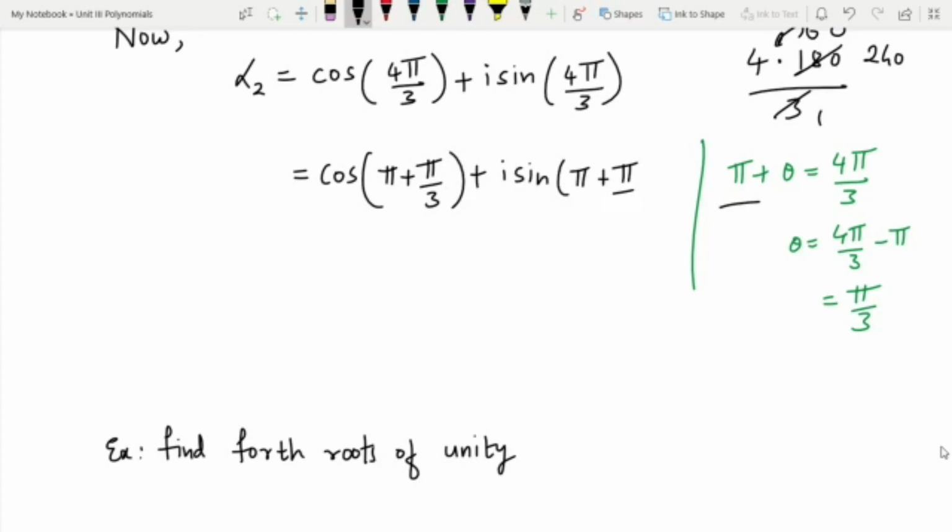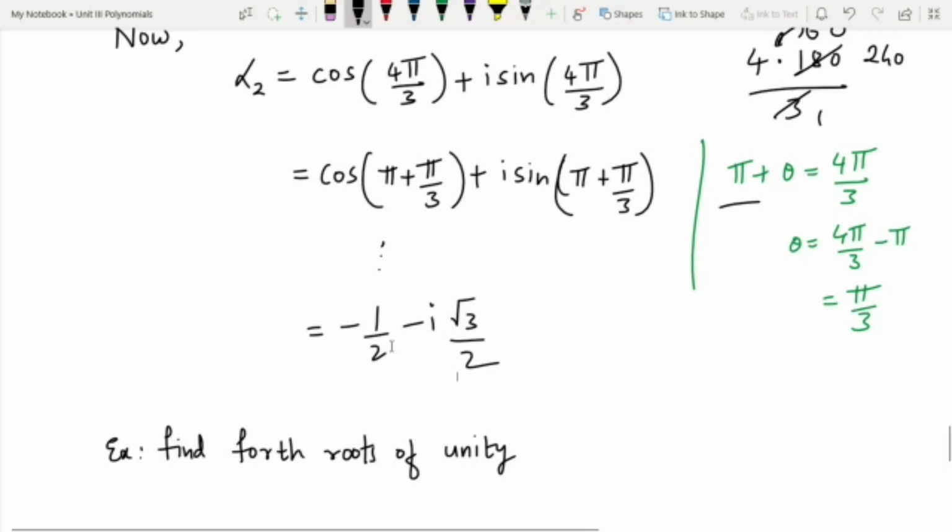Now the rest of the things I leave it to you. You can do the calculations and find the answer. I will directly write down the answer here: minus half minus i root 3 by 2.